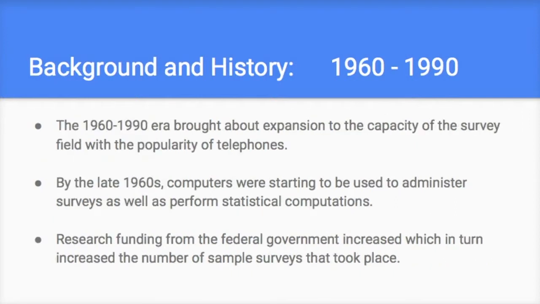By the time the 1960s rolled around, the survey field was really experiencing tremendous growth, especially through the popularity of telephones. Researchers could still survey within a geographical frame because the actual phone numbers were indicative of where an individual lived. By the late 1960s, computers were being used more as a means of administering surveys as well as performing the statistical computations on the resulting data. The federal government increased research funding during this time, and as a result, more and more sample surveys took place.